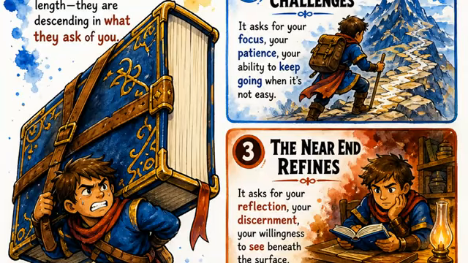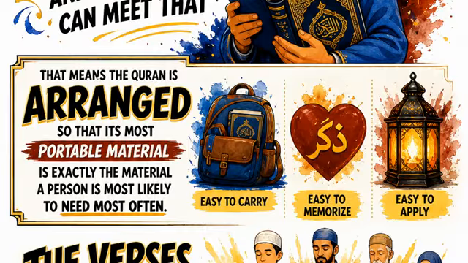So what is the taper for? Consider what it means for the person actually carrying this book. The 4 sections are not just descending in length, they are descending in what they ask of you. The front demands sustained attention, a teacher, time, and study. The back asks only that you remember, and even a child can meet that, which means the Quran is arranged so that its most portable material is exactly the material a person is most likely to need most often.